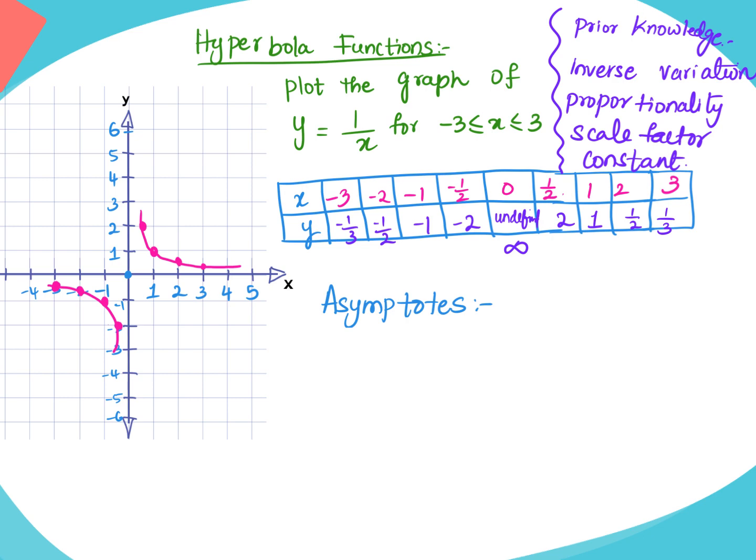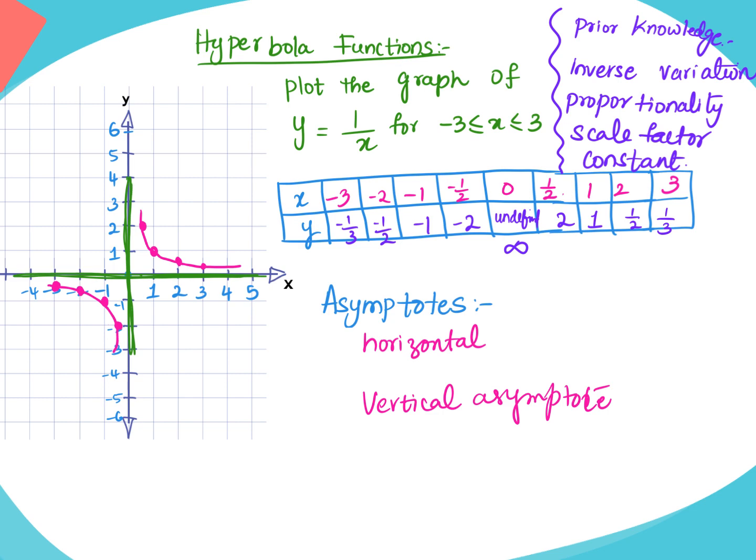Now let's talk about asymptotes. Especially for hyperbolas, you have a horizontal asymptote and a vertical asymptote. The reason being, you see, these curves are not able to pass beyond these barriers. So this whole thing is your horizontal asymptote, and this is your vertical asymptote. That's all you need to know for graphing hyperbola functions. I hope this video is helpful.